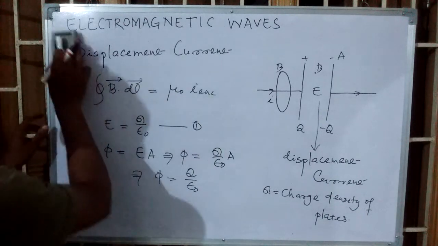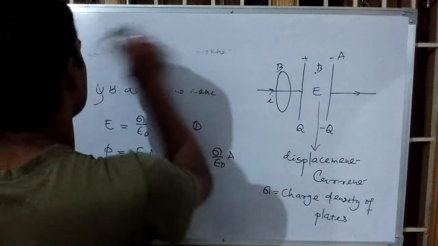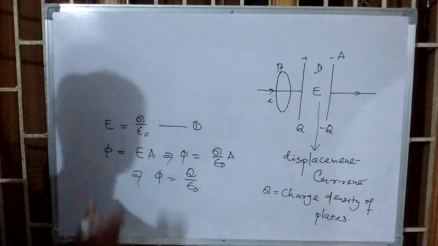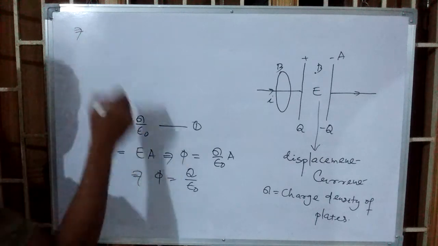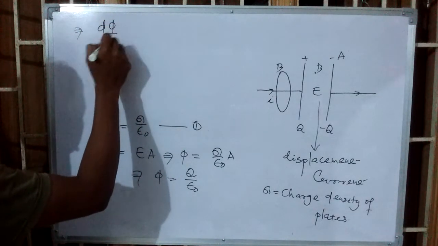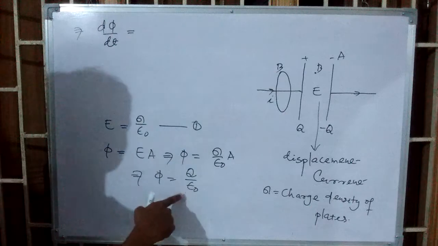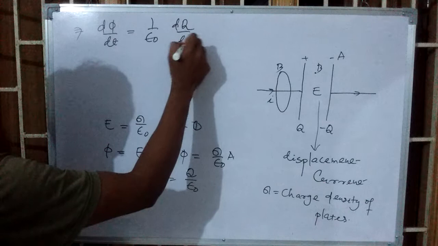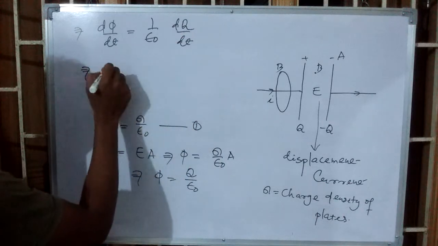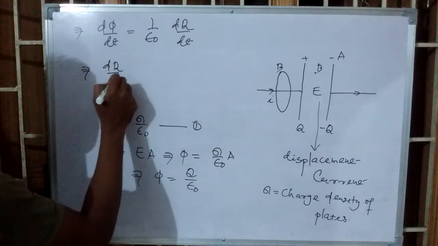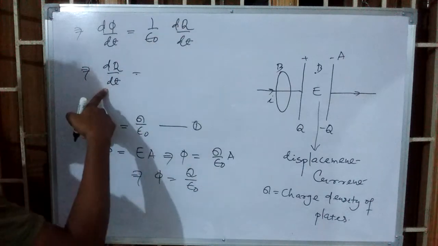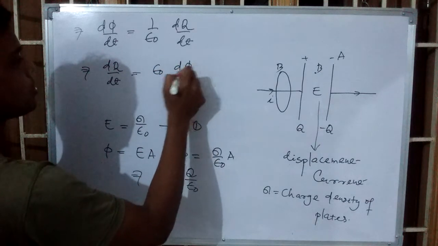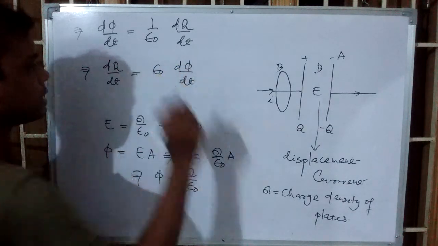Now if I differentiate on both sides, the left term will be d phi by dt. This is equal to 1 by epsilon naught dq by dt. So dq by dt, this is written on the left side, will be equal to epsilon naught d phi by dt.